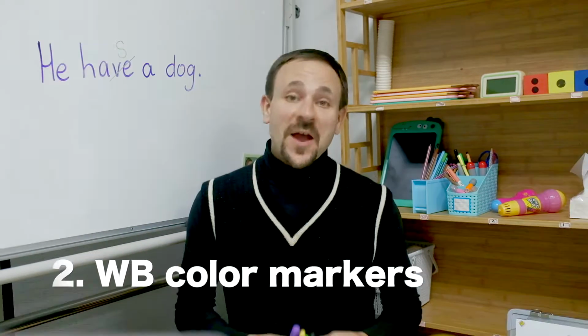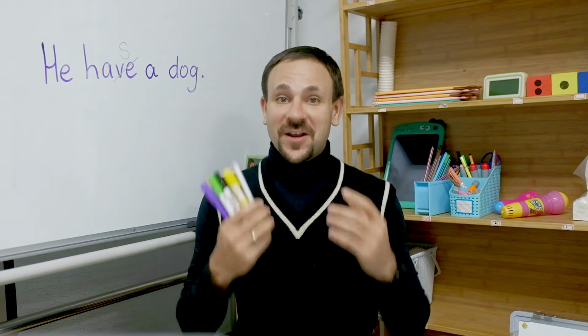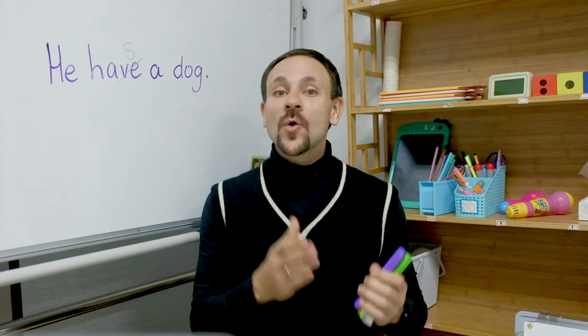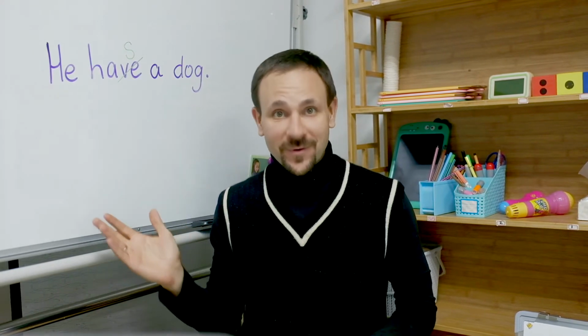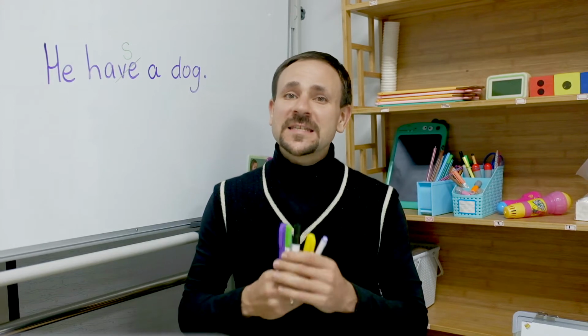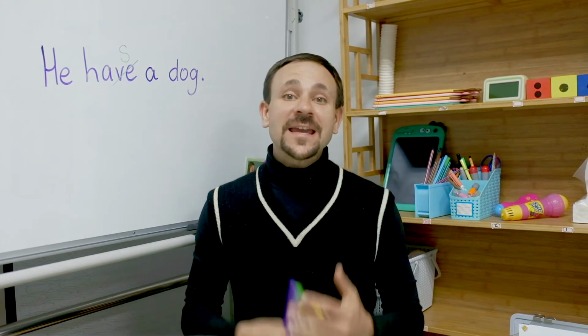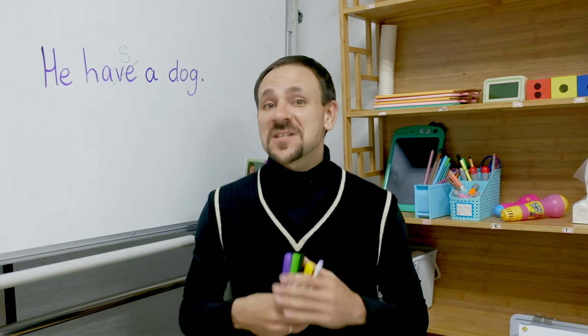Whiteboard color markers will help you color code, mark the corrections, and also see who of your students wrote something on the board. I prefer to have a set of at least 4 different colors, and a set of 8 markers will cost you starting from just $2.